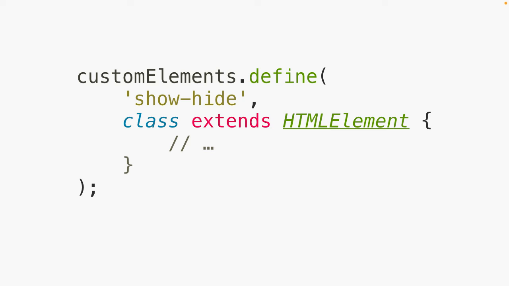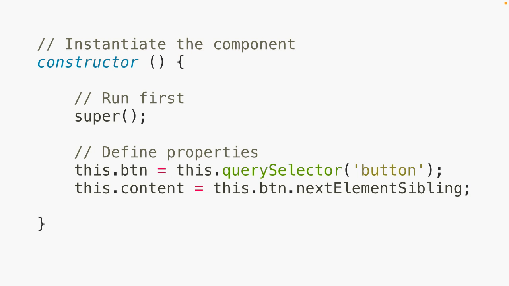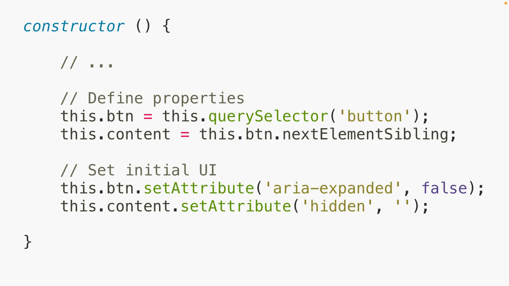Let's look at how we might actually build out the interactivity around this, though. We'll start by defining our custom element. Using the custom elements define method, we pass in show-hide as the element name and our class that extends the HTML element class. And then in the constructor, we're going to run the super method and define our properties. We'll get the button from inside our component, and then we'll get the content that goes along with that by grabbing the next element sibling of that button.